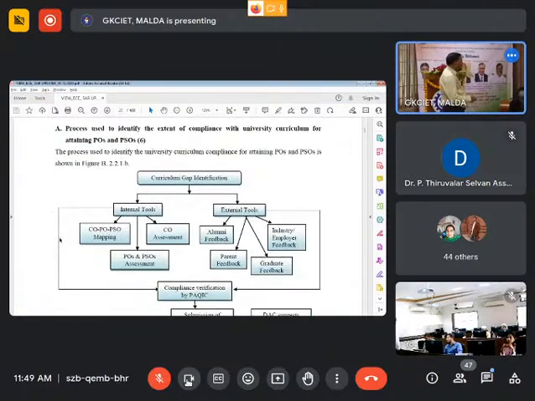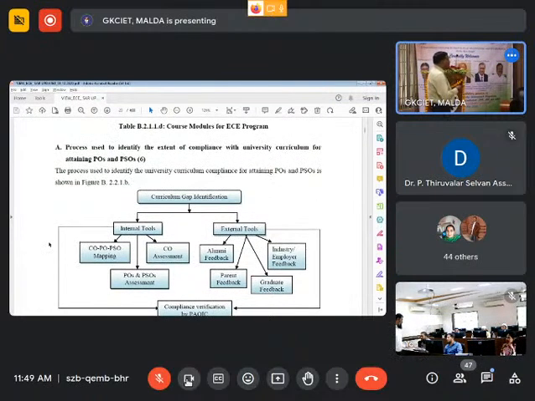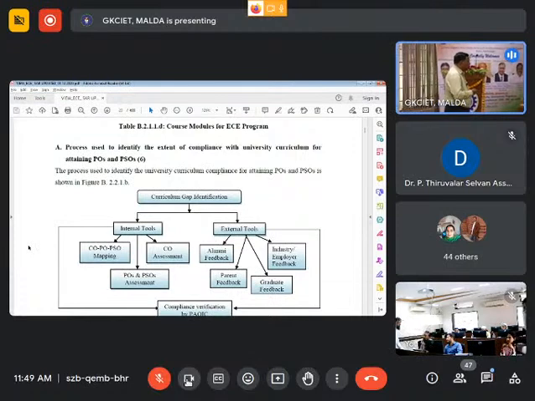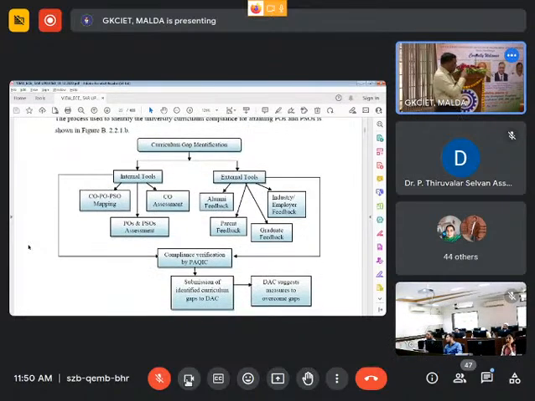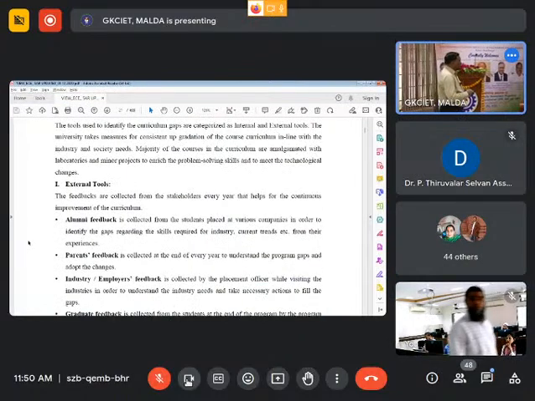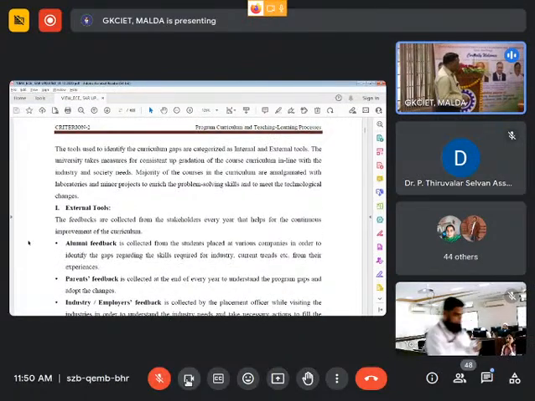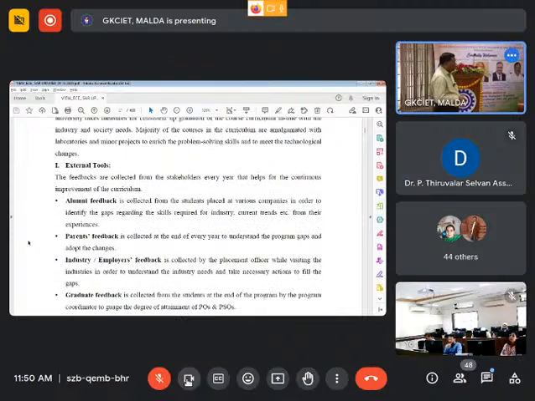Now wait, come down a little to the title. Yes, the process used to identify the extent of compliance of the university curriculum with the attainment of POs and PSOs. Come down, then this is a flow diagram which they have mentioned. Keep going. External tools: alumni feedback, parents feedback, industry and employer feedback, graduate feedback.